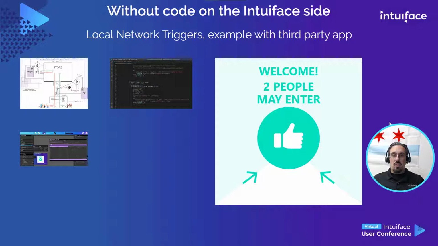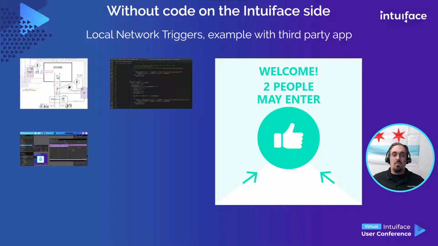Let's go to the second level. So no code on the interface side, but some code on whatever wants to talk to interface. And we're going to use the local network triggers in this example. And by local network trigger, actually, I'm going to use the smallest local network possible, which is my local machine, localhost.